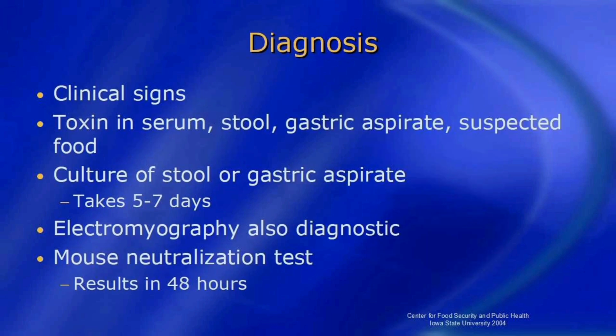The clinical signs can provide a tentative diagnosis for botulism intoxications. The definitive diagnosis in animals involves identifying toxins in serum, stool, gastric aspirate, or, if available, the suspected food. Feces are usually the most reliable clinical samples in foodborne or infant botulism. Electromyography or EMG can also be diagnostic. The most widely used and sensitive test for detecting botulism toxins is the mouse neutralization test.